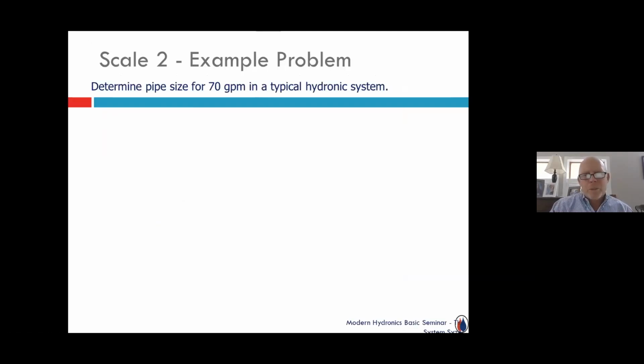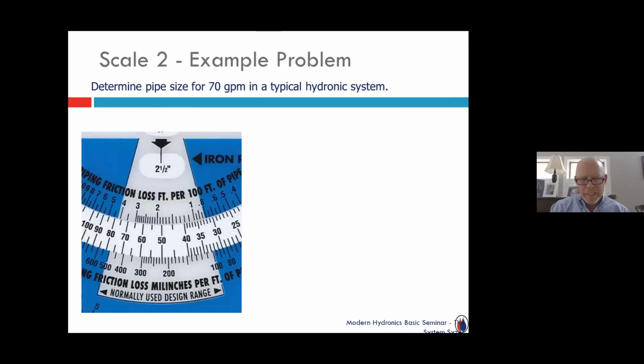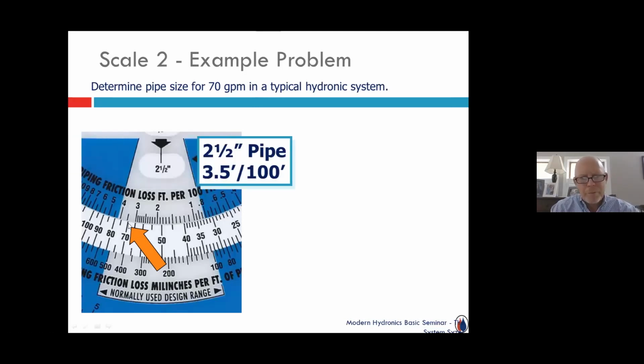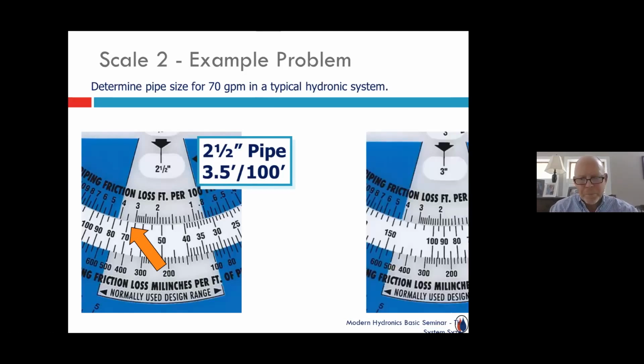So now, determine pipe size for 70 gallons a minute in a typical hydronic system. And this is a quick example of where you might have a couple of different answers. As I manipulate the wheel, the first pipe size that I come across is 2.5 inch. And the 70 is falling within this band here, and I see it over here. So it's right about there, about 3.5 feet for every 100 feet of pipe. And technically, it's a good selection and not a problem.